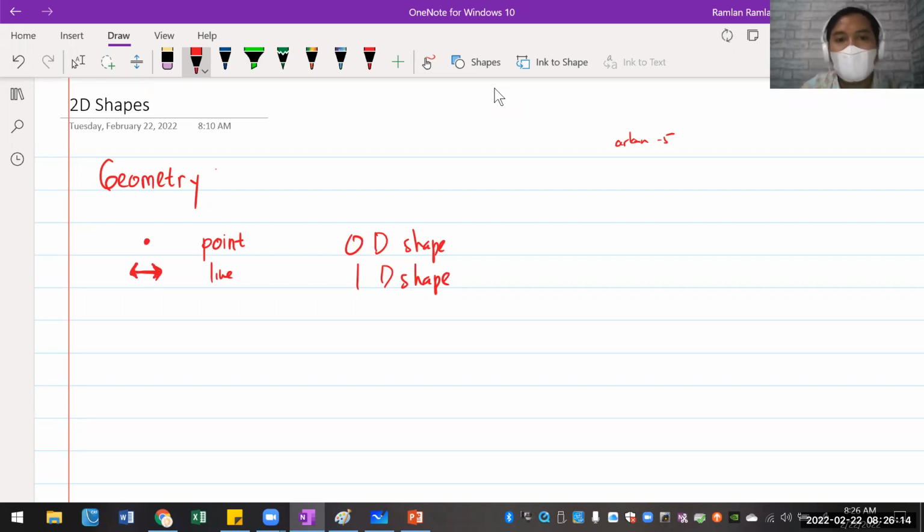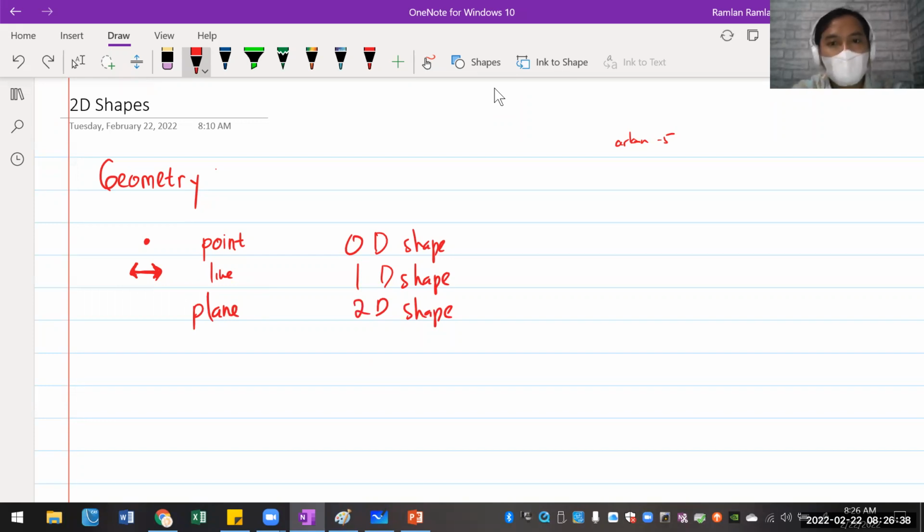And the next one: we have a zero-dimensional shape, we have a one-dimensional shape, and now we have a two-dimensional shape, which is what we call a plane. The plane here is not a plane that can fly. No, this is a plane. In Bahasa Indonesia we call it bidang datar. So we're going to talk about this.